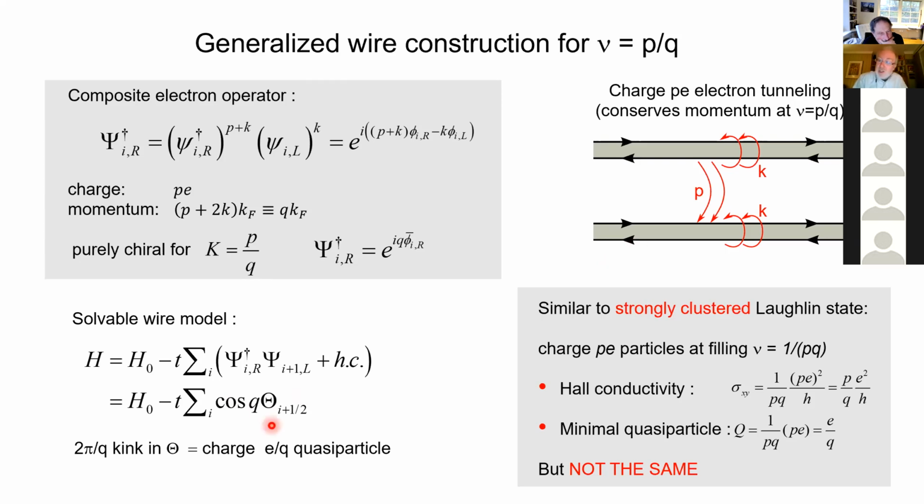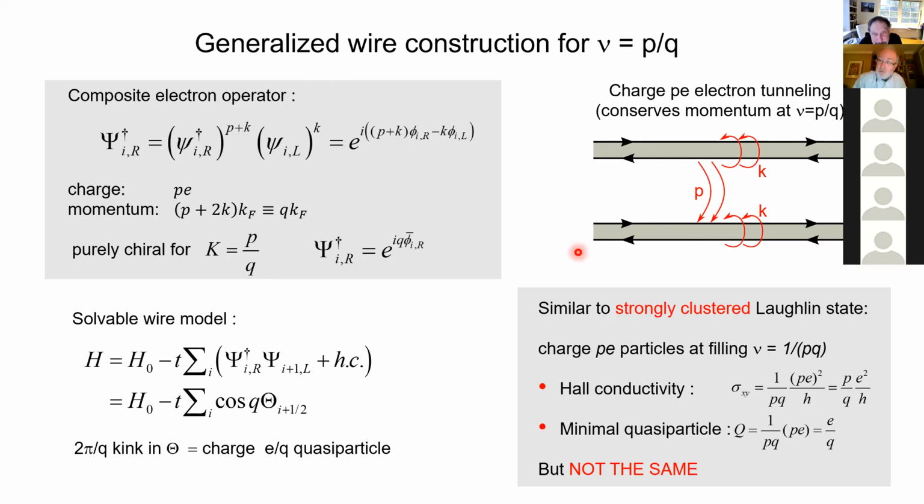And so we have some state, and the question then is, what is this state? And I'll say that this composite tunneling operator conserves momentum at filling p over q. Okay, so what is this? First, let me tell you what it is not. It is not the familiar fractional quantum Hall states at like nu equals 2/5 or 3/7. Those states are different. Those states are sort of multi-component Laughlin states, whereas this is a single component state. So it's not those.